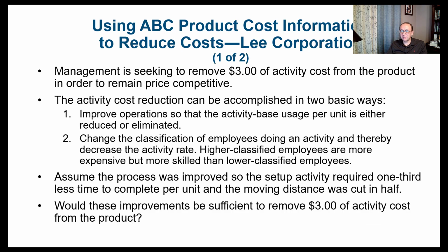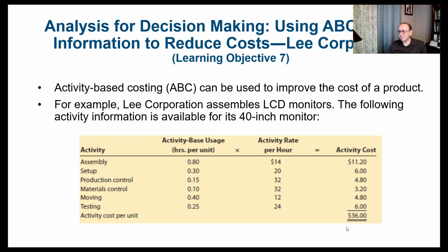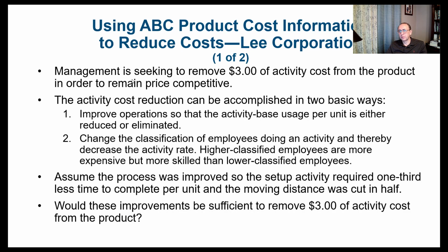Management is seeking to remove $3 of activity cost from the product in order to remain price competitive. They think that $36 is too high, because when you have this amount of cost, of course that would force the company to sell the product for a higher price. So in order to stay competitive, they want to reduce the activity cost by $3. The activity cost reduction can be accomplished in two basic ways.